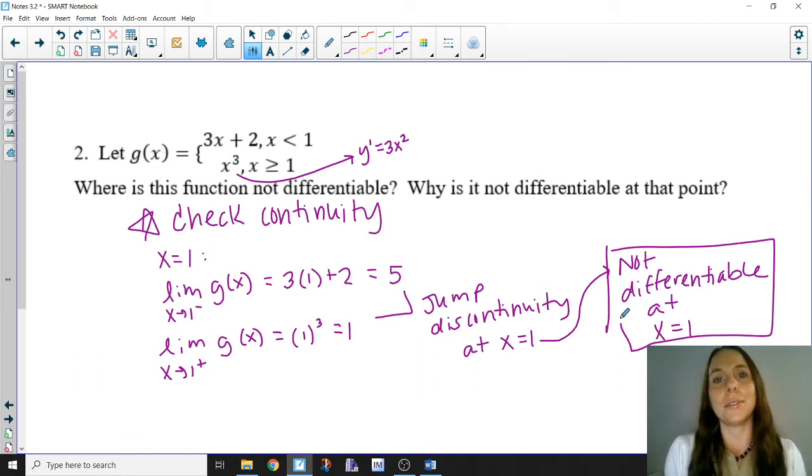All right, so if it's not continuous, then it's not differentiable, and we can stop there. You're going to see at the end of this set of notes, there's another example similar to this, but it will be continuous, and we're going to have to move a little bit further to see why it's not differentiable. But we're not there yet. Let's do some easy stuff first.